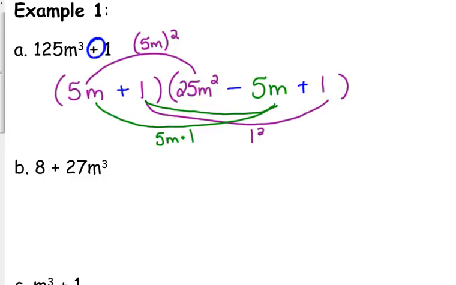Okay, 8 plus 27m cubed. Again, I want to ask, do they have anything in common? 8 and 27 are not divisible by the same number. 8 and 27 are on my list of perfect cubes over here, so I'm good. Okay, I'm going to leave it in that order.